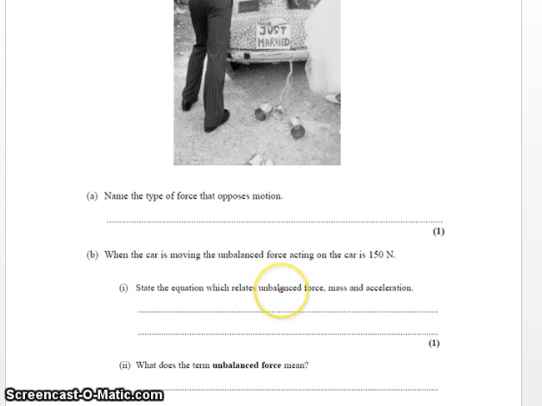Part A of the first question was answered very well. The force is friction. Part B, the first part, again was answered very well. Most people got the equation force equals mass times acceleration.